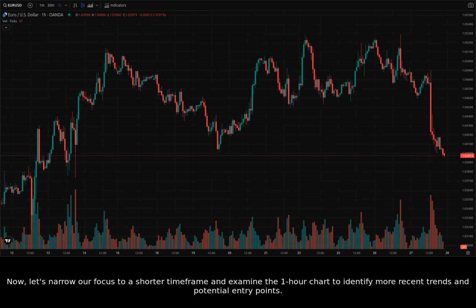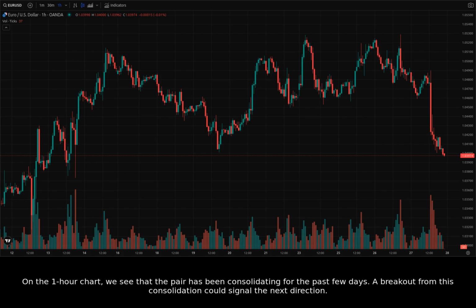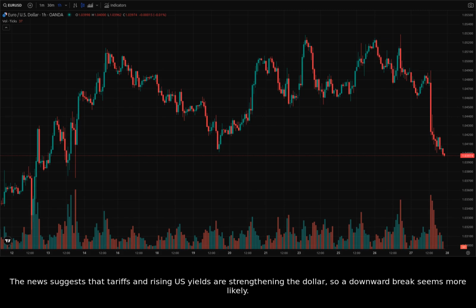Now, let's narrow our focus to a shorter time frame and examine the 1-hour chart to identify more recent trends and potential entry points. On the 1-hour chart, we see that the pair has been consolidating for the past few days. A breakout from this consolidation could signal the next direction. The news suggests that tariffs and rising US yields are strengthening the dollar, so a downward break seems more likely.